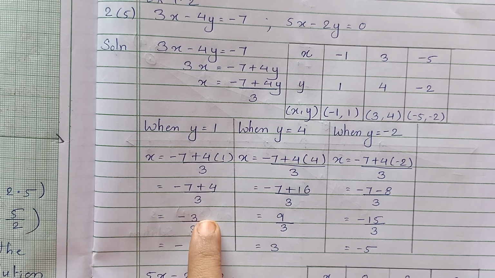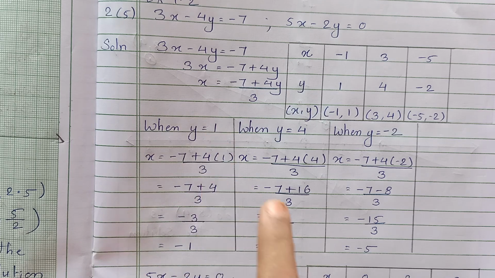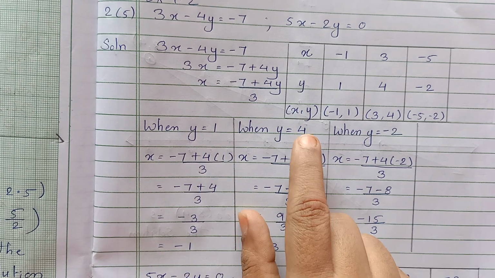So the 3 points that we got over here: the first point is minus 1 comma 1. The second point is 3 comma 4.